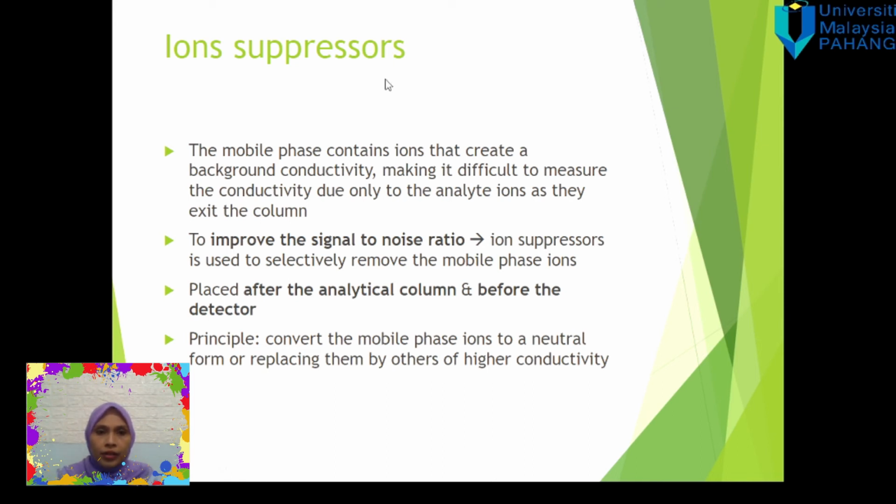What is the function of the ion suppressor? To improve the signal to noise ratio, the ion suppressor is used to selectively remove the mobile phase ions, and it will be placed after the analytical column and before the detector. What is the principle of the ion suppressor? To convert the mobile phase ion to a neutral form or replace it with another of higher conductivity. So the signal that comes out only comes from the analyte, not from the mobile phase. That's the function of the ion suppressor.